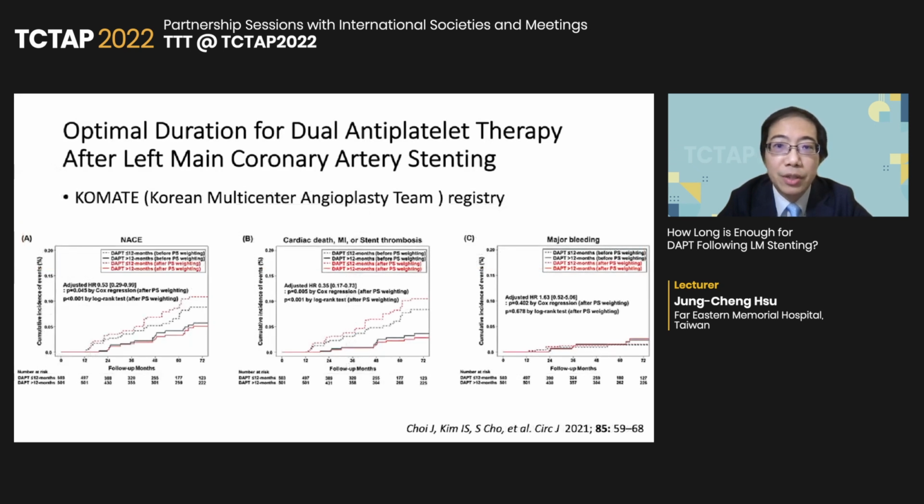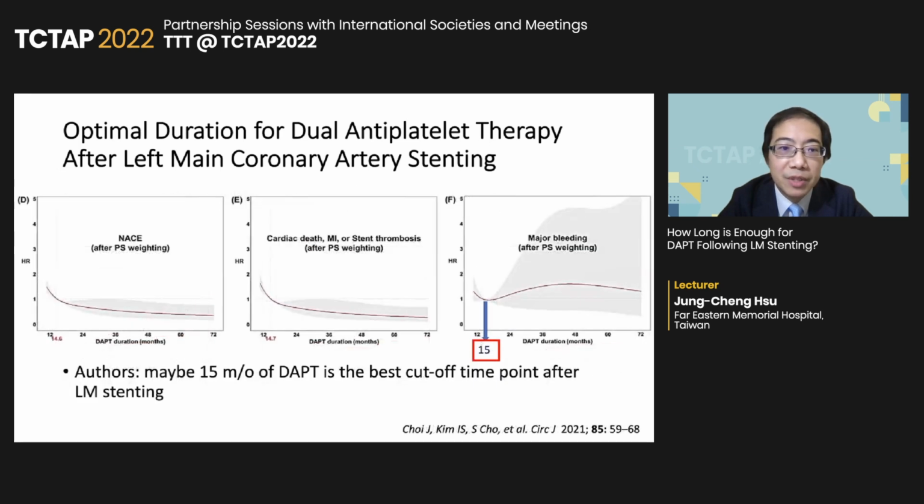So what is the optimal duration for dual antiplatelet therapy after left main coronary artery stenting? From the Korean multicenter angioplasty team registry, after propensity score weighting, we can see the NACE, net adverse cardiac event. When the DAPT use is more than 12 months, it has the better outcome. From their model analysis, the authors proposed that maybe 15 months of DAPT is the best cutoff time point after left main stenting. In that study era, the DAPT means aspirin and clopidogrel.